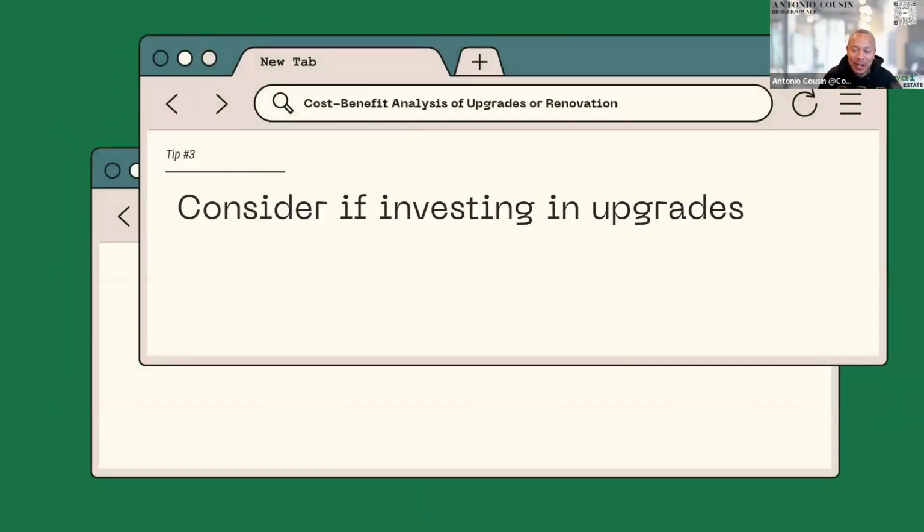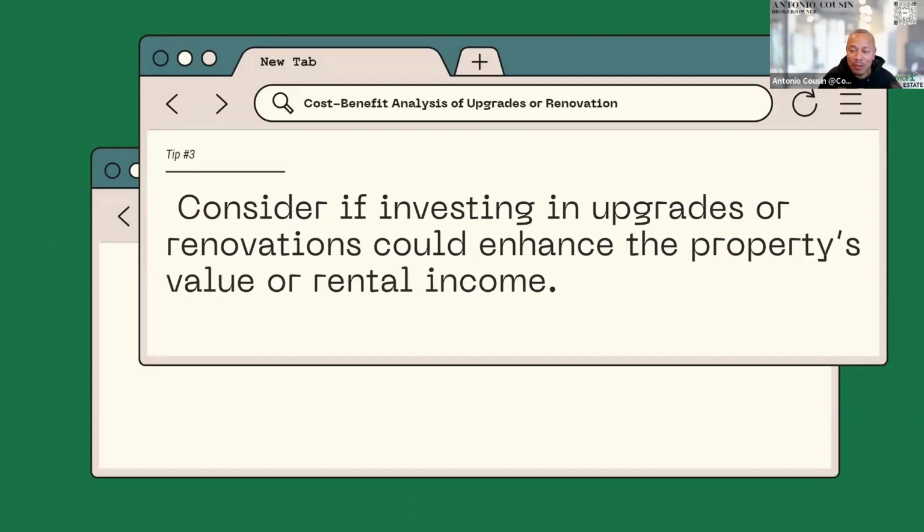All right, number 3, cost benefit analysis of upgrades or renovations. Consider if investing in upgrades or renovations could enhance the property's value or rental income. Sometimes a relatively small investment in property improvements can significantly increase its market value or rental appeal. I have a property where I considered adding an ADU, an accessory dwelling unit, in the backyard. Because the backyard is so large, I considered putting another property back there. But I didn't think the juice was worth the squeeze, just because there's a limited amount of parking around there.